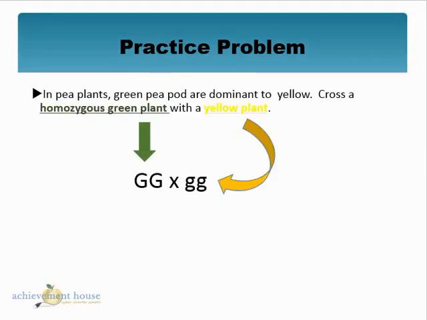Remember, green is dominant to yellow, so we'll use G's for green. We need to cross a homozygous green plant with a yellow plant. Homozygous means two of the same alleles. Big G times little g. Little g's represent the recessive allele, in this case, yellow.